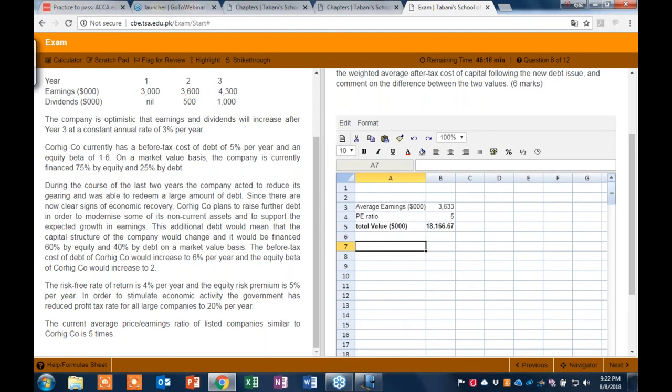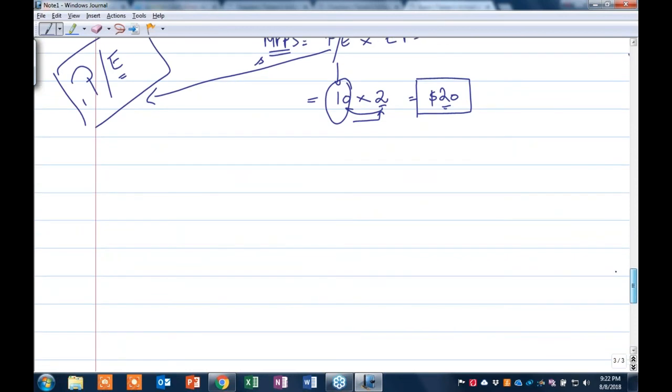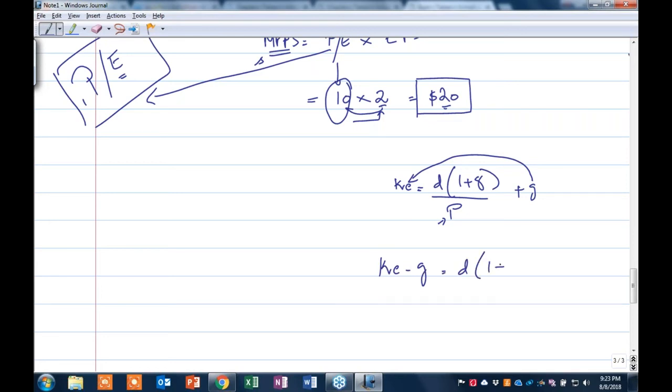So we'll just go back and see what the dividend valuation model formula was. The formula was KE is equal to D into 1 plus G divided by price, plus G. Now, if we want to find out the price with the help of this formula, we have to rearrange it. First, we have to take this plus G to the other side, and it will be KE minus G, equal to D into 1 plus G divided by P.